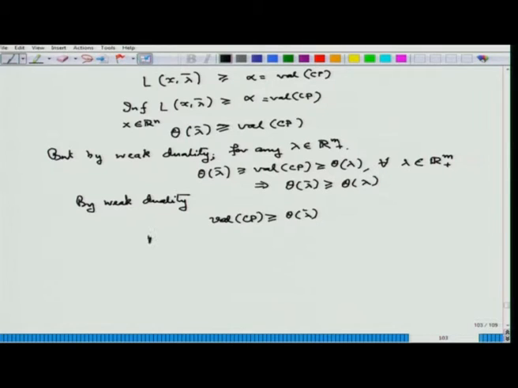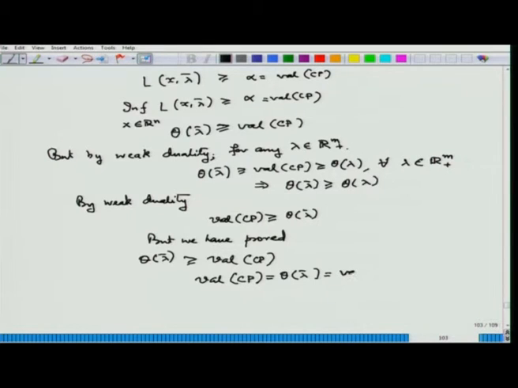But we have proved that value of Cp is obviously less than or equal to theta of lambda bar. So, combining this I have value of Cp is equal to theta of lambda bar. So, what is theta of lambda bar? It is nothing but value of dP.